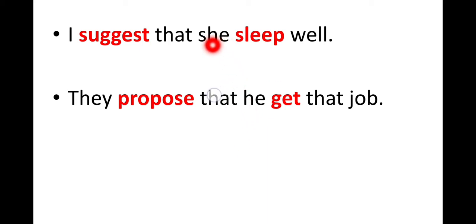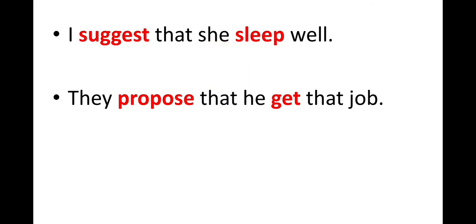It's very easy. Suppose here I suggest that you sleep well. So already we don't use s or es with you, so there is no problem. If there is they, then also there is no problem. But if there is a singular third person pronoun, then we use s or es. But in the case of the subjunctive, we do not use s or es even with a third person singular pronoun.